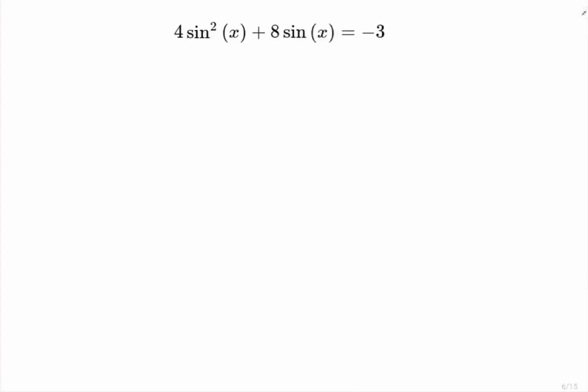Continuing with trigonometry with our general solutions, let us go ahead and look at this question. It says 4 sine squared x plus 8 sine x is equal to negative 3. Let's say the question says find the general solution. Okay, so here we can see the situation.